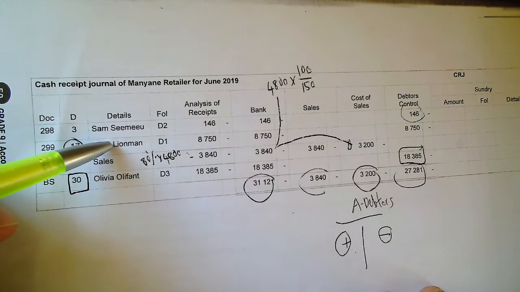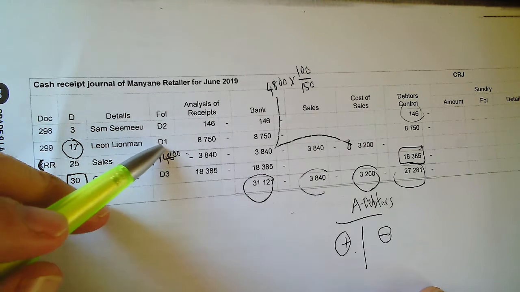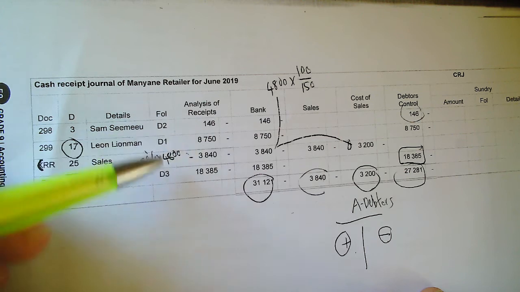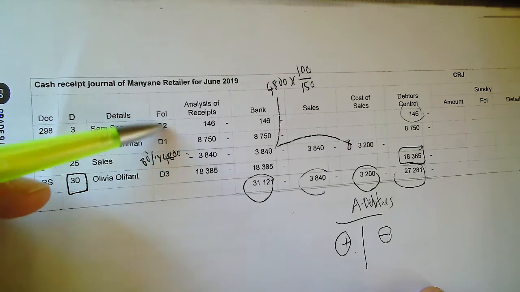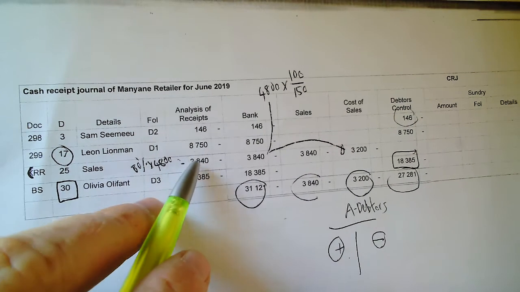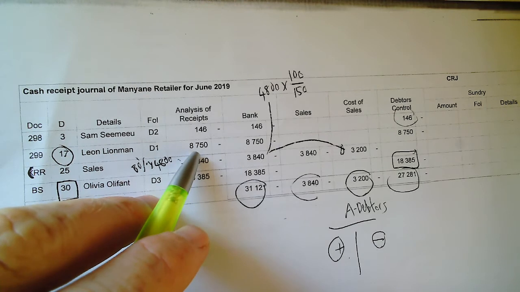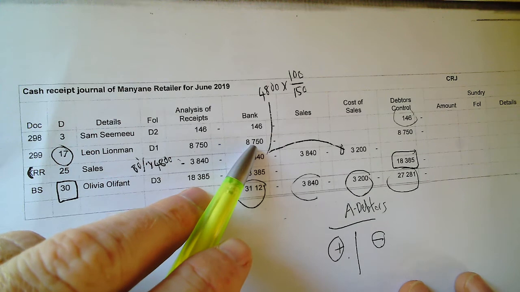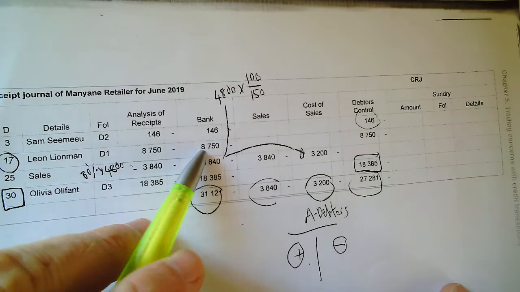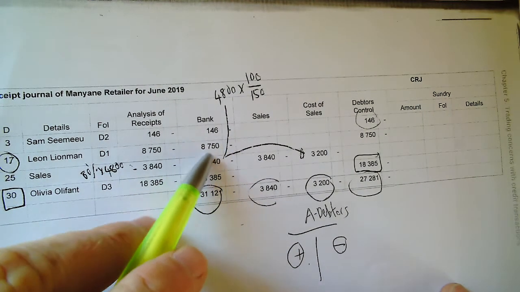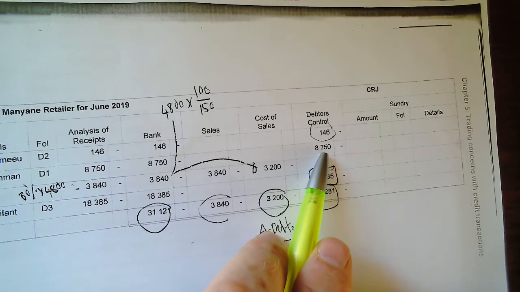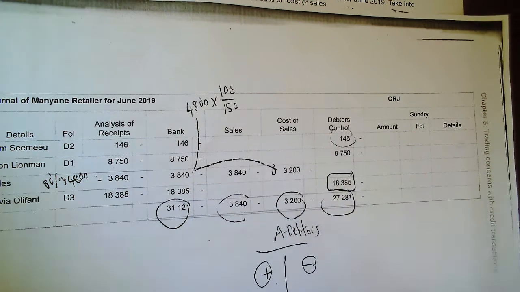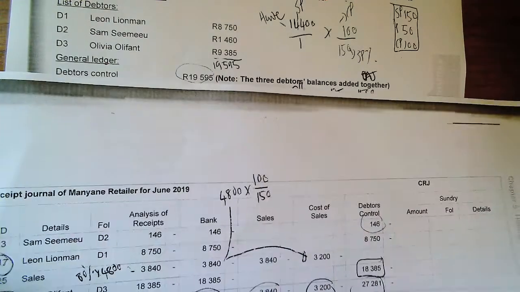The person who's paying is Leon Lineman. He is debtor number 1. So you will put here in the folio the debtor number 1 or 2 or 3 or whoever this debtor might be. Now we put it in the analysis of receipts because we received the money. Okay, we put it in the bank account, and what did he pay for? What was his 8750? It was for debtors paying, so I'm going to put it in the debtors control account. Alright, so that was the transaction on the 17th.